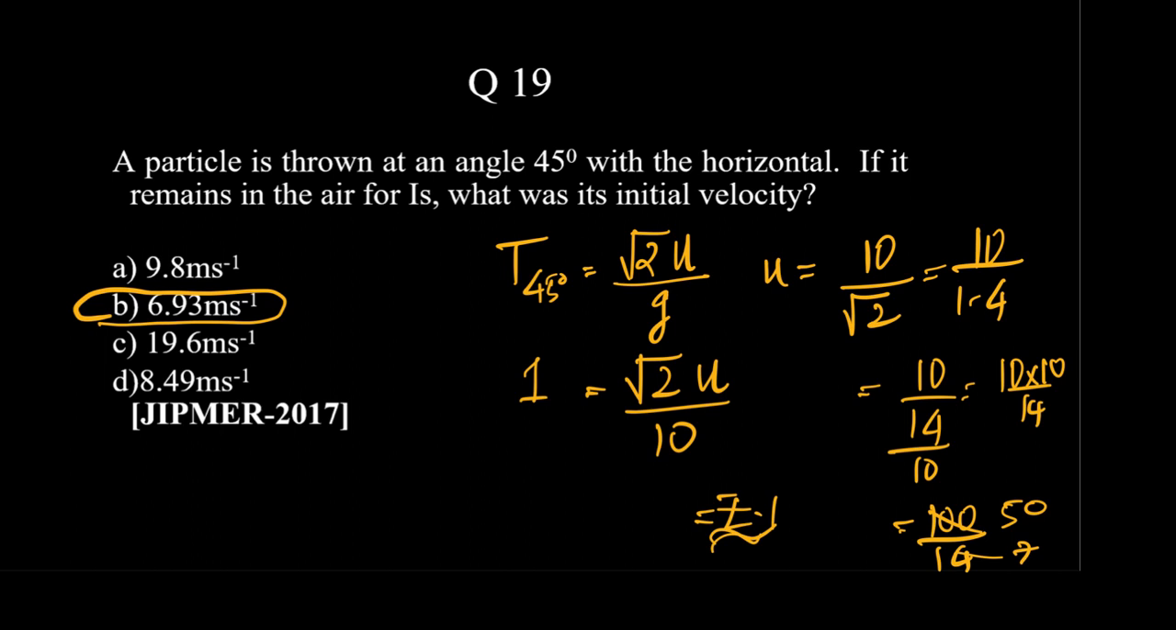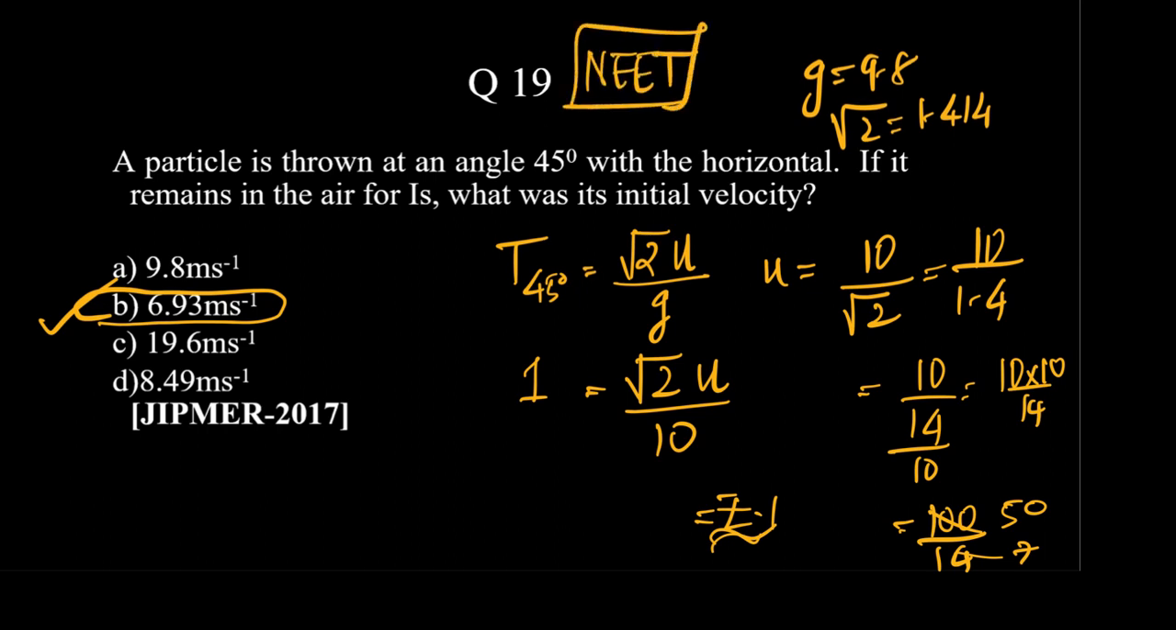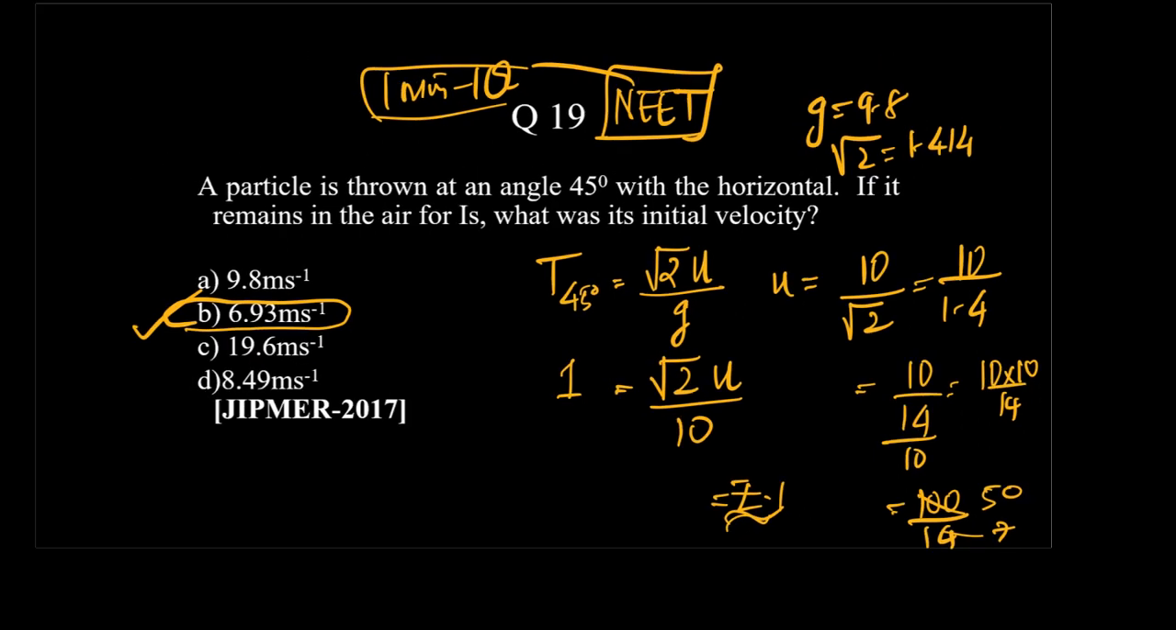If you want to exactly get 6.93, you'll have to choose g is equal to 9.8, and you'll also have to choose root 2 is equal to 1.414. Definitely you get 6.93 as the answer. But as I said earlier, this is the NEET examination we are talking about, and what we try to do is 1 minute, one question, for physics, of course. So that's how we approach this question in the exam.